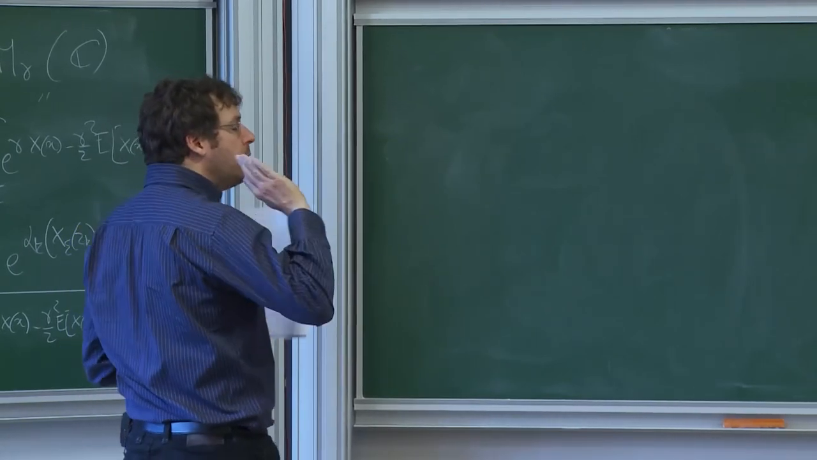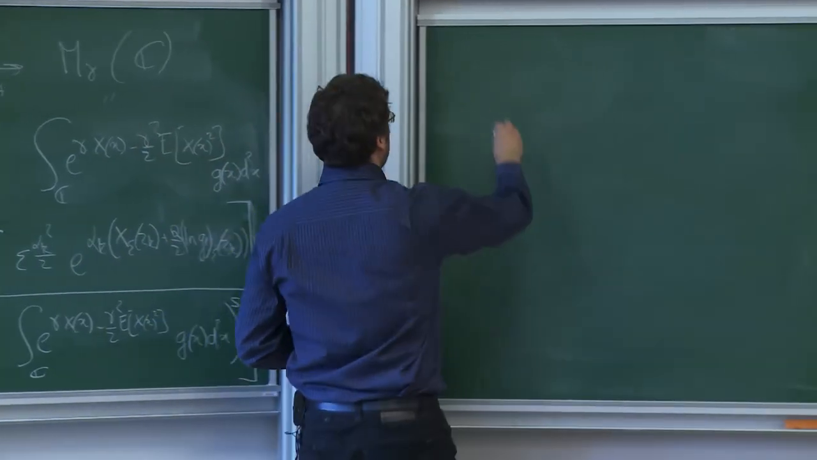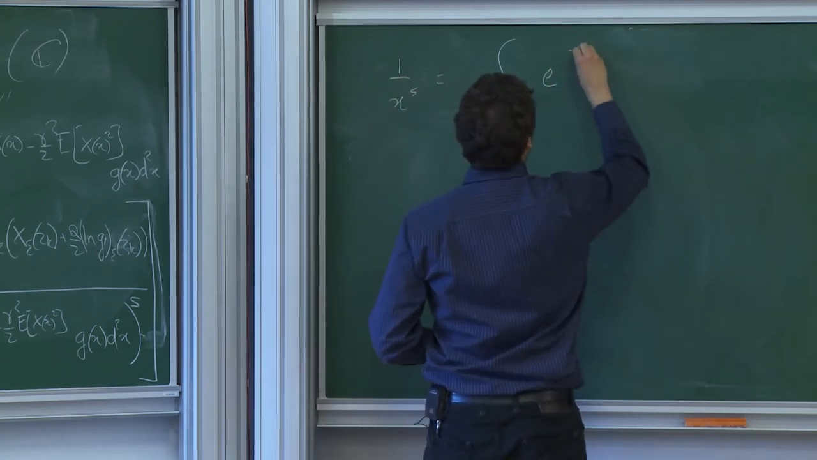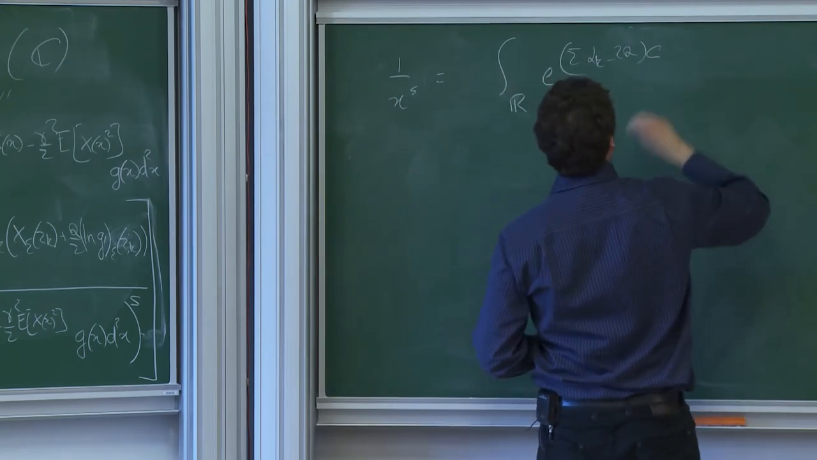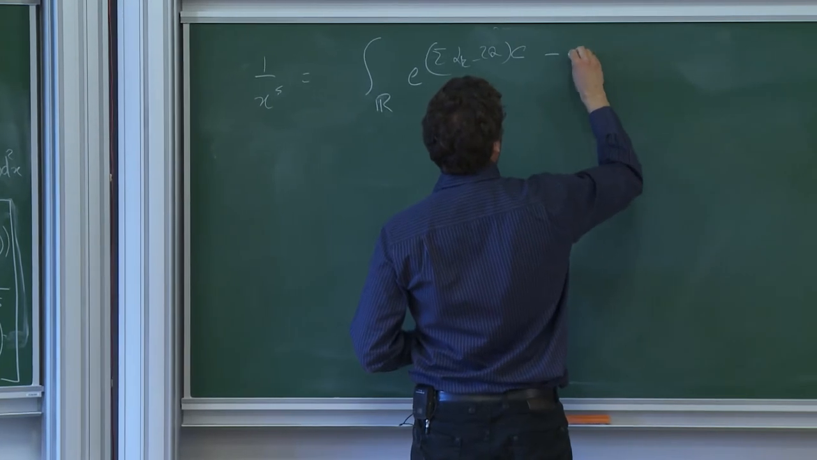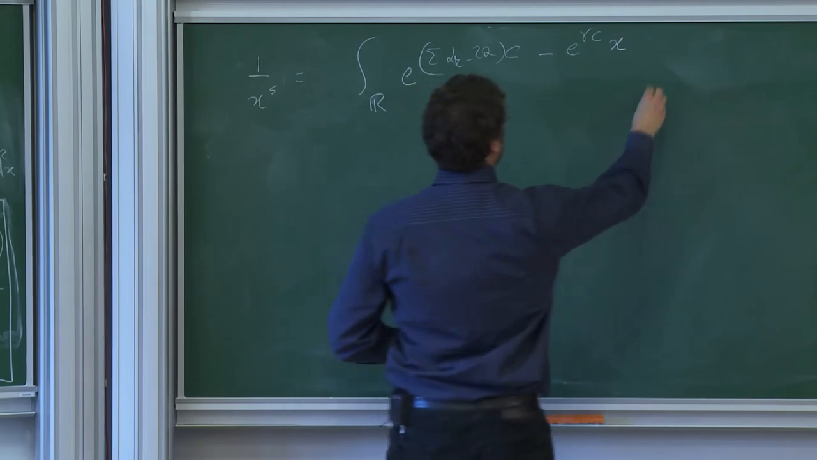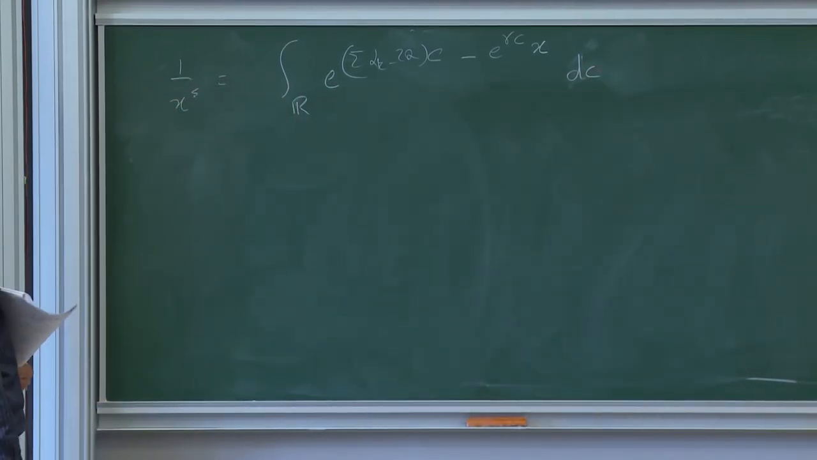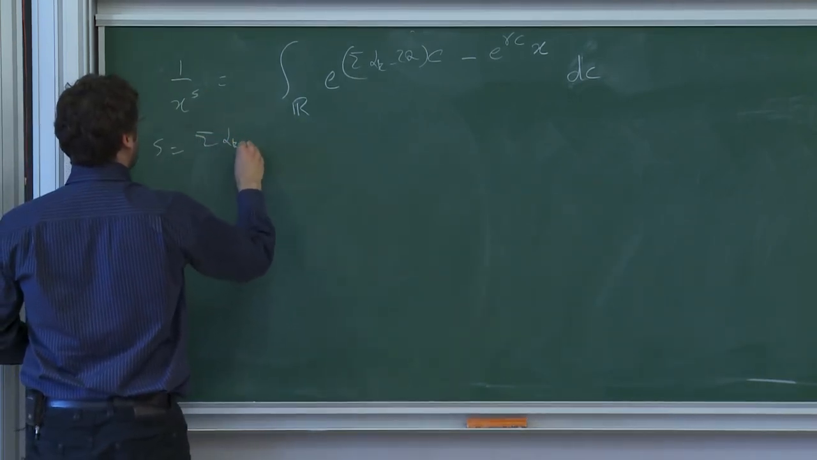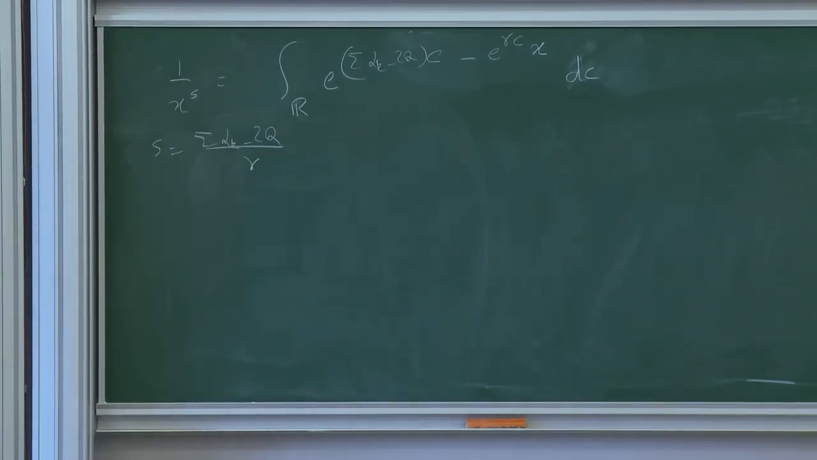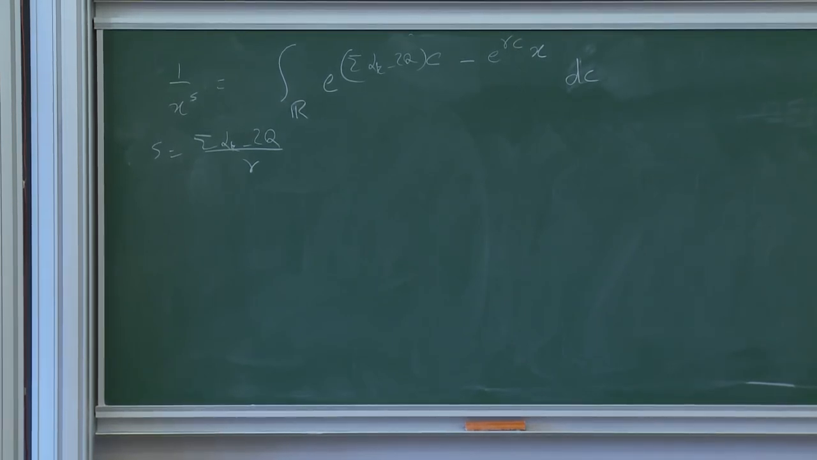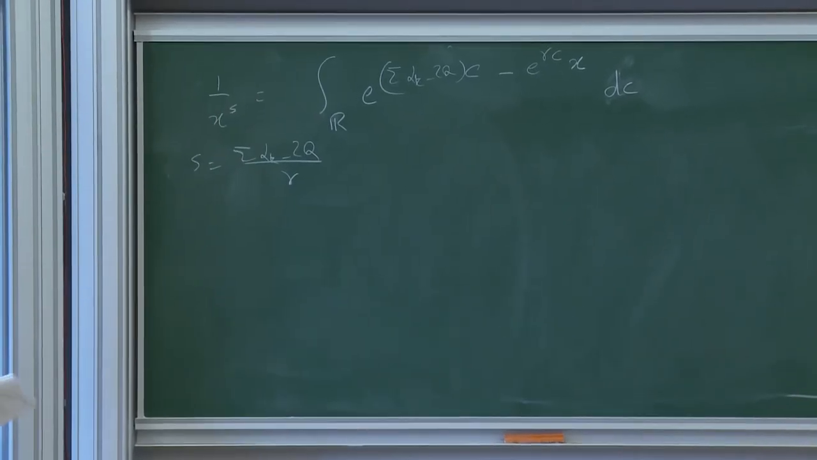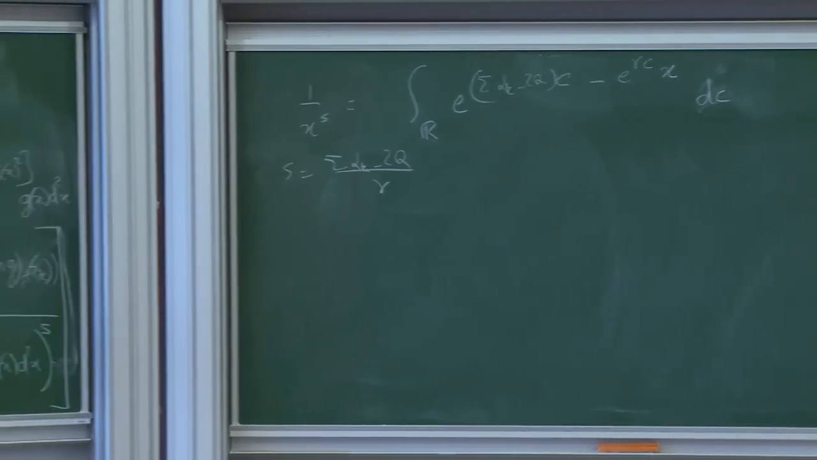So let me just emphasize once again, if you do no probability, it's easy to explain the appearance of s. It's just something like 1 over x to the power s is equal to something like this: exponential of sum of alpha k minus 2q c, minus exponential gamma c x. Up to some factors, something like this must be true, right? Where s is the sum of alpha k minus 2q over gamma. If you just take d log u over u in terms of your change of variable, you see that d u over u, d log u over u is dc. That's basically the change of variable I'm doing. This explains the power. And then I do Girsanov here.